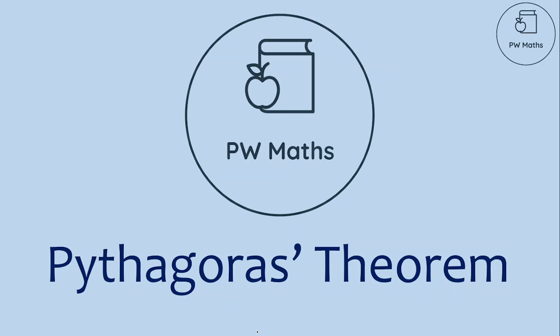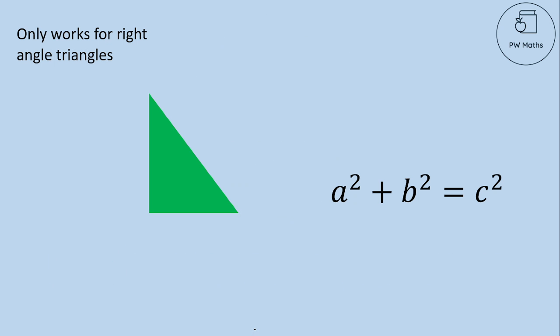We're going to look at Pythagoras' theorem. Now it's really important to note that this only works for right angled triangles. And Pythagoras' theorem is a squared plus b squared is equal to c squared.